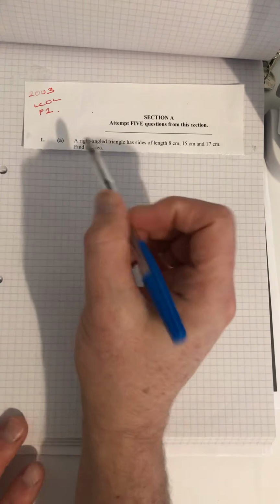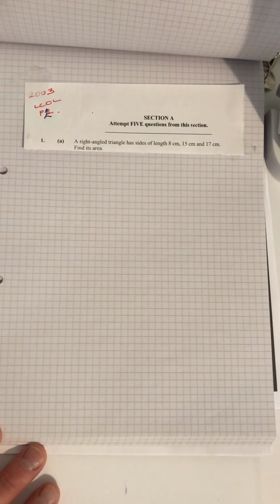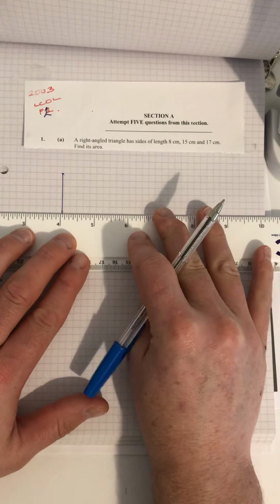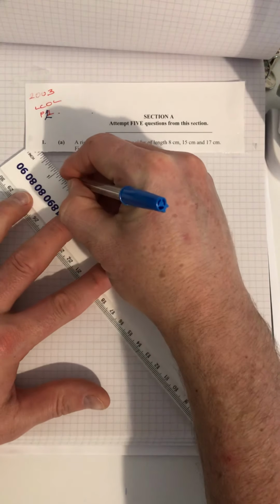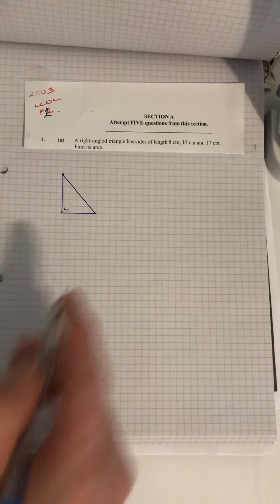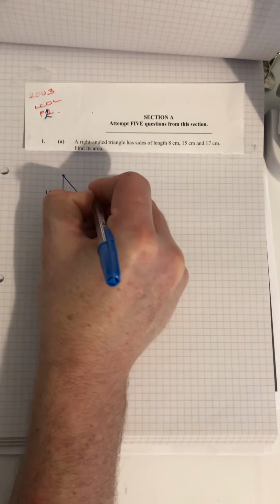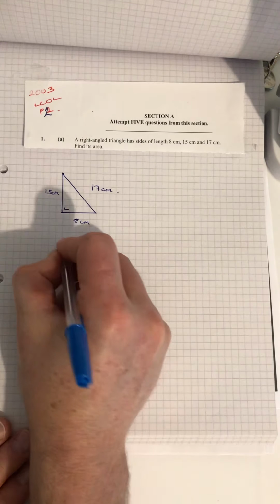So here we have 2003 Leaving Cert Ordinary Level, and it's paper 2 again, question 1. Okay, so we want a right angle triangle, something like this, and we have 8 centimeters, 15 centimeters, and the longest side is 17 centimeters. So we want to find the area.